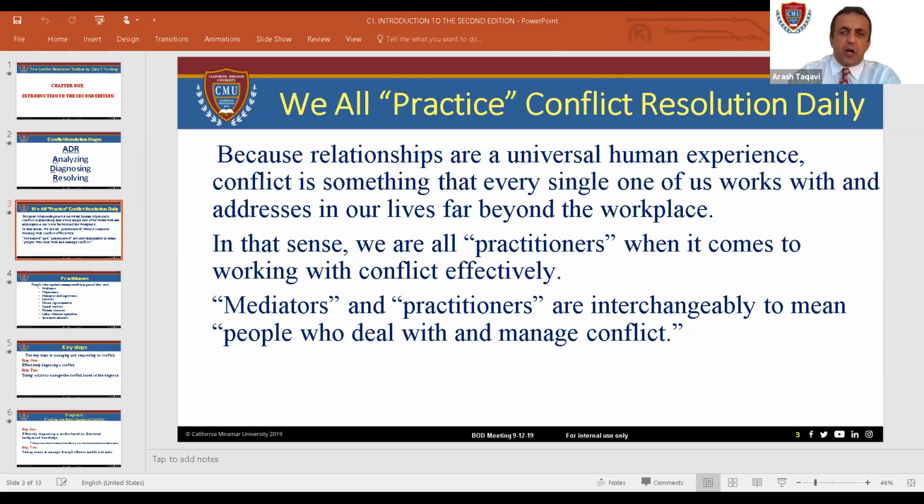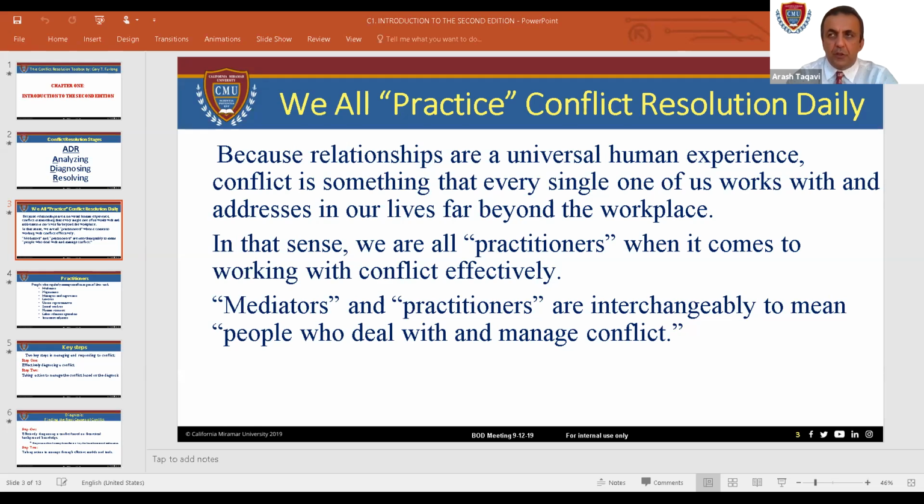Because relationships are a universal human experience, conflict is something that every single one of us works with and addresses in our lives, far beyond the workplace. The last book I taught in Kalamyuu for discourse was called Interpersonal Conflict. Also, I know your course is about conflict management, conflict resolution, and negotiation processes. But the major part of conflict is about interpersonal conflict, not about the content.